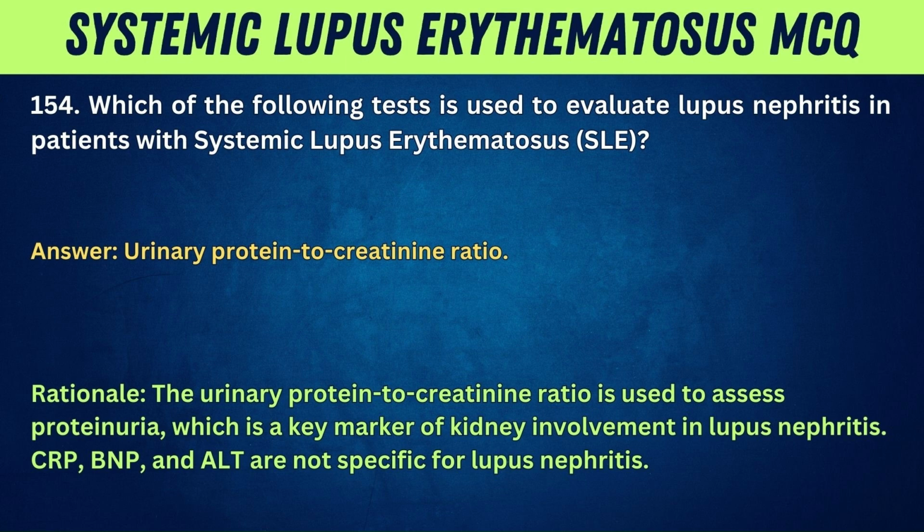Rationale: the urinary protein-to-creatinine ratio is used to assess proteinuria, which is a key marker of kidney involvement in lupus nephritis. CRP, BNP, and ALT are not specific for lupus nephritis.